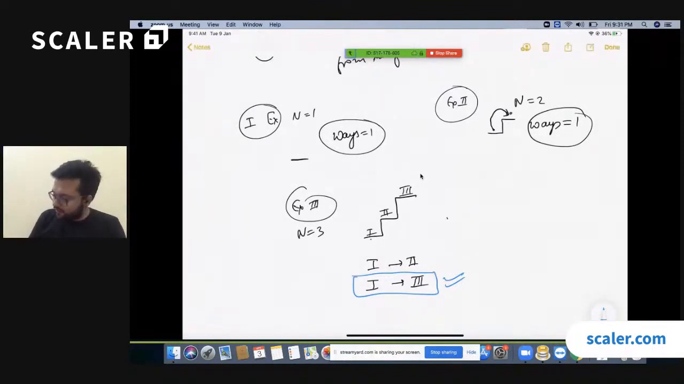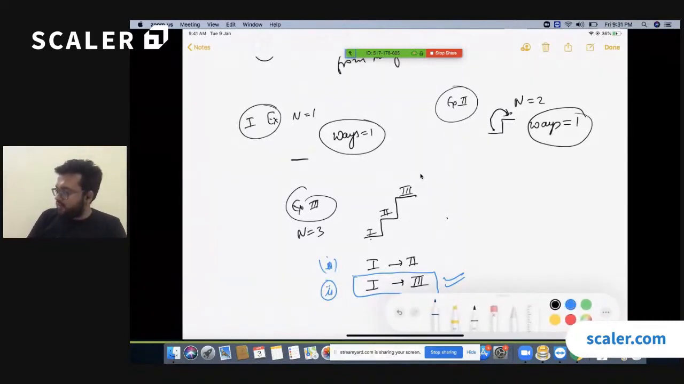Now let's look at the first case, where you assume that you move from the first to the second. If you move from the first to the second, what options do you have from the second stair onwards?